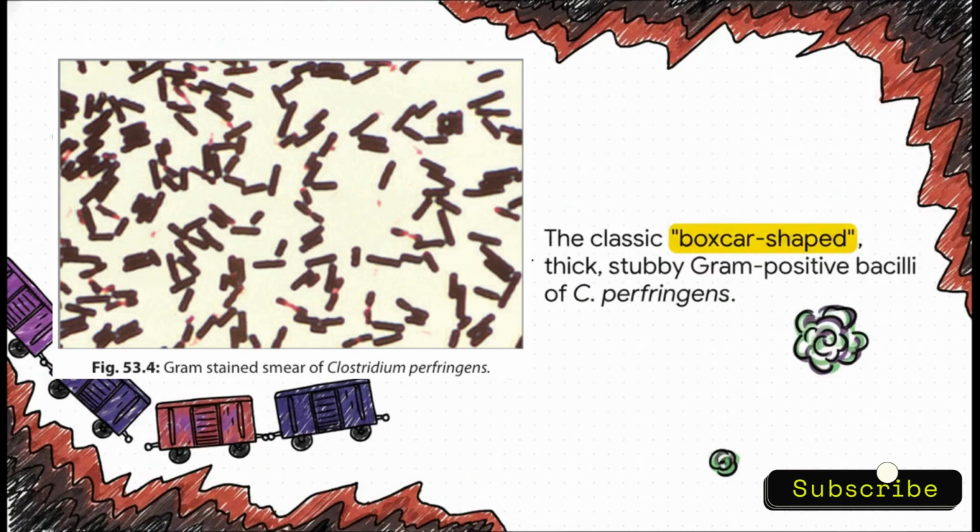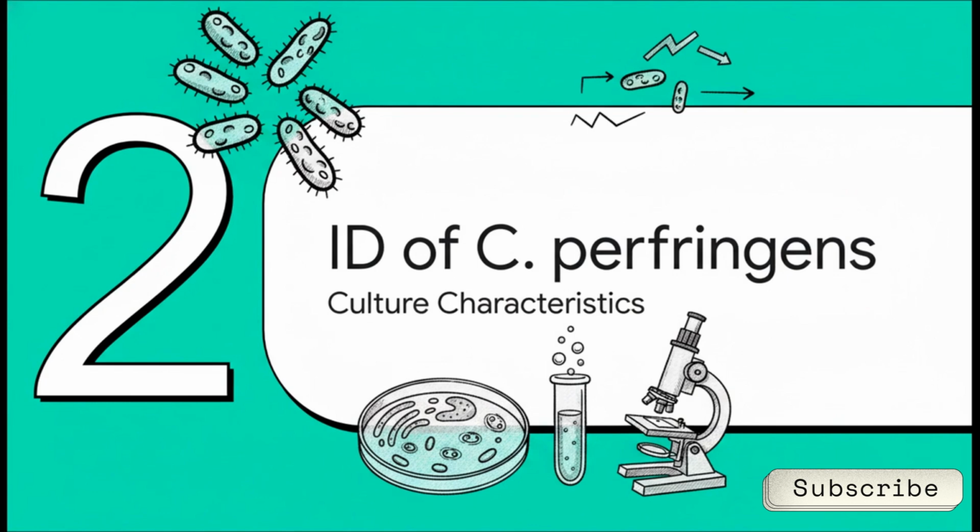And here you have it. This is the textbook picture of Clostridium perfringens. Just look at them, thick, stubby, lined up like little purple boxcars. If you see this on a Gram stain from a nasty wound, your alarm bells should be ringing loud and clear. All right, moving on.